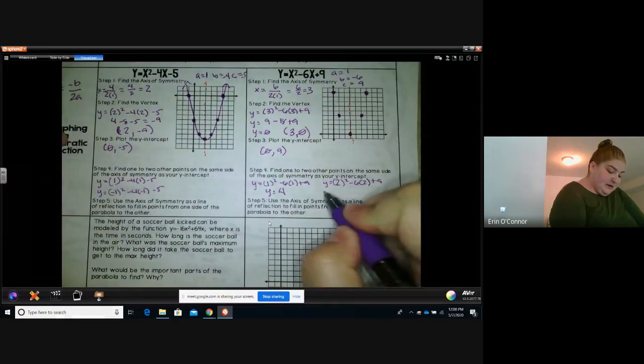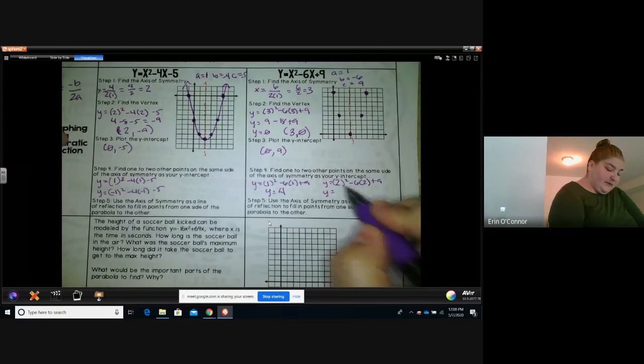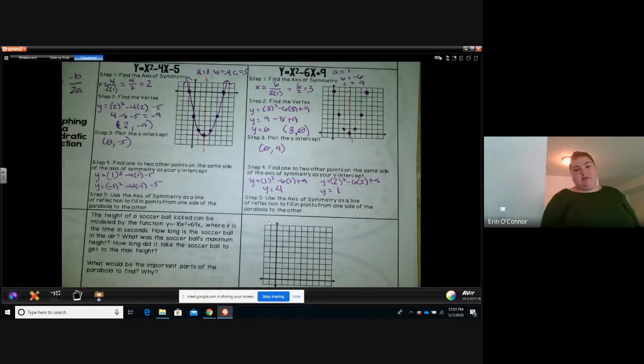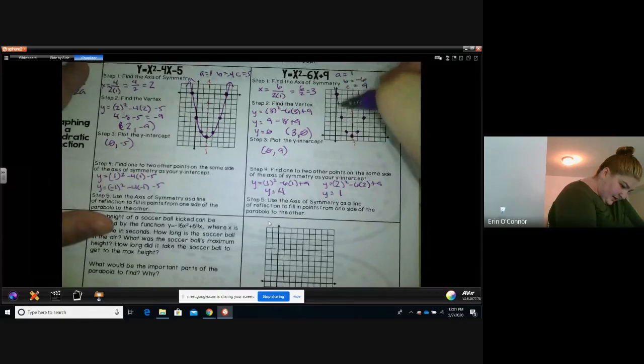And for here, I get 2 times 2 is 4. 4 plus 9 is 13. This gives me negative 12. 13 minus 12 is 1. So I would get 2, 1. But on the other side, I would also get 4, 1. Remember, symmetrical. Draw your line.